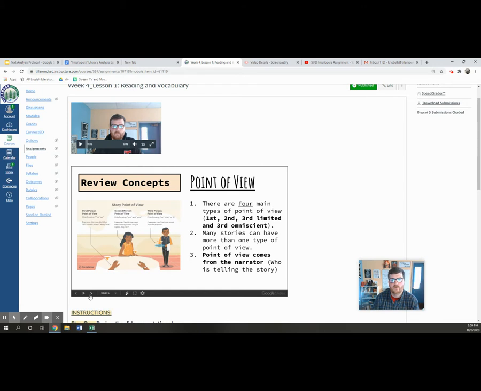So concepts, point of view. This should be review for you. There are 4 types of point of view. First, second, obviously, and then third is split into 2. Third person limited means that the narrator telling the story knows the thoughts of maybe one person, but not everybody. And then omniscient means all-knowing, which means that the third person narrator knows what everybody in the story is thinking and feeling. So they are all-knowing. It's important to know that many stories have more than one type. It could switch. And that the narrator always decides the point of view because they are the ones telling the story.